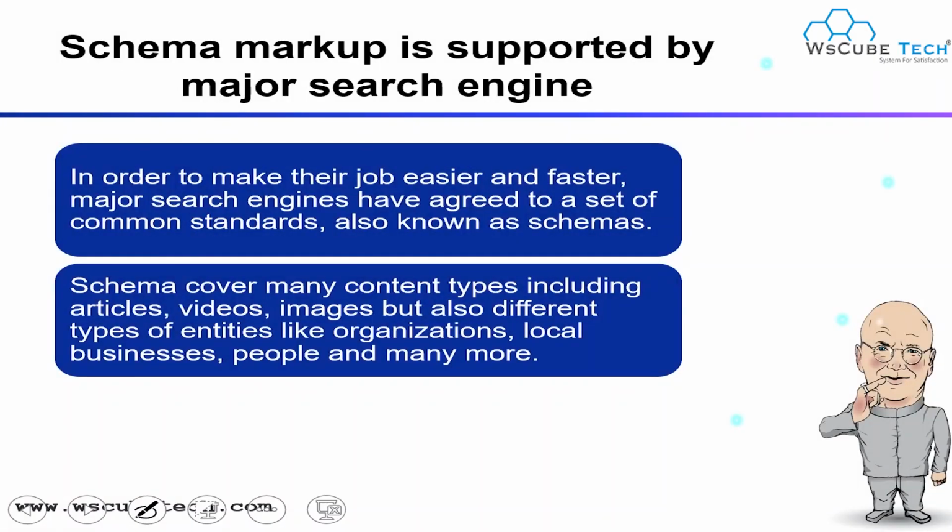So in order to make their job easier and faster, major search engines have agreed to a set of common standards, which are known as schemas. So schemas cover many content types including your article, video, images, but also different types of entities like your organizations, local businesses, people, and many more.